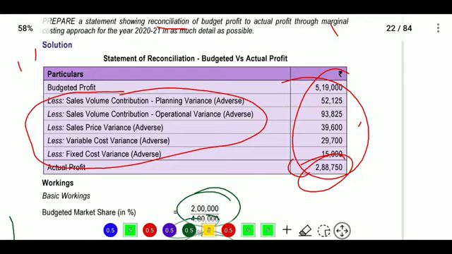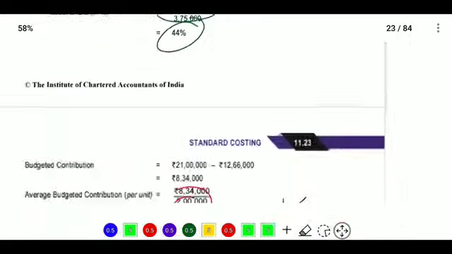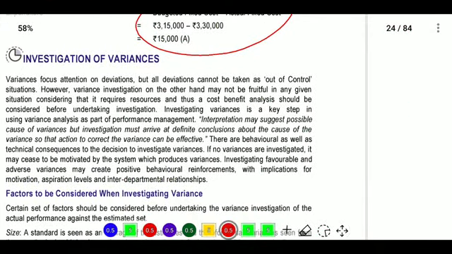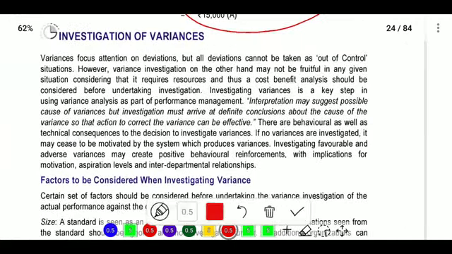This is question number 5, I think. Okay, now we will see investigation of variances. What is investigation of variances? When you have a variance, then you will investigate. Here investigation should be undertaken only if the benefit expected from investigation exceeds the cost of searching for and correcting the source of variance. So investigation should be taken only if we will get a benefit.